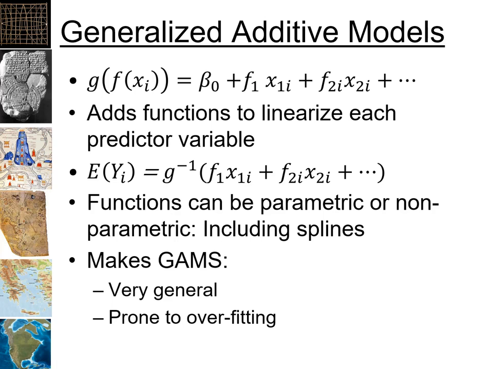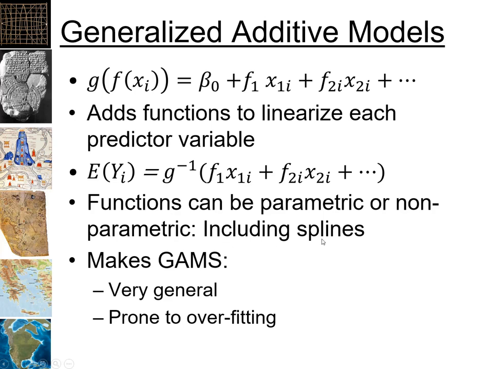We can take a function, apply it to our covariate, and modify it so that we can have a linear regression equation. If you take a look here, this is again just like GLMs, where we've got our estimated value of y with our inverse link function, and then we've got a function applied to each of our covariates. Another cool thing is the function can be parametric or non-parametric.